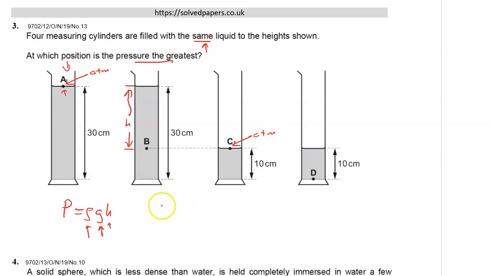And you'll find that height for B is greater. Height for B is greater than H for D, right? Both A and C are out because they are not in the liquid, and therefore the answer is going to be B. B will have a greater pressure.